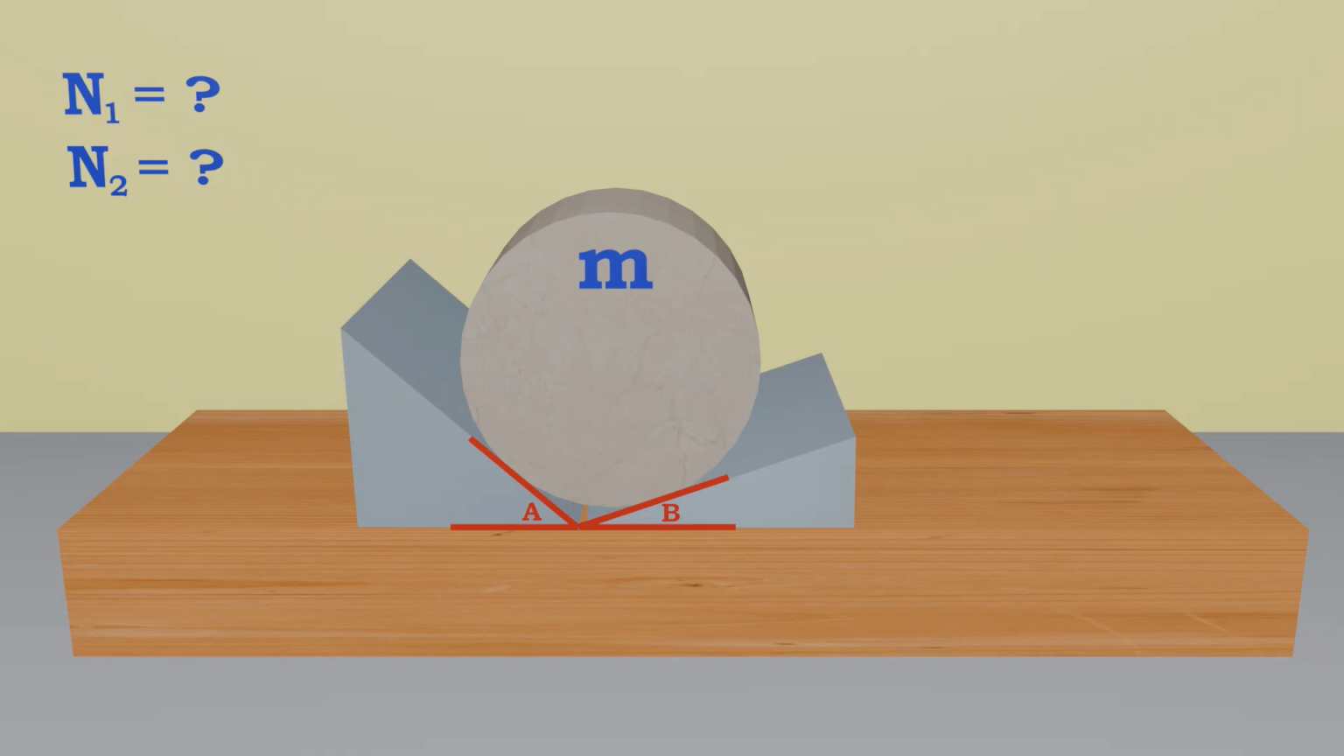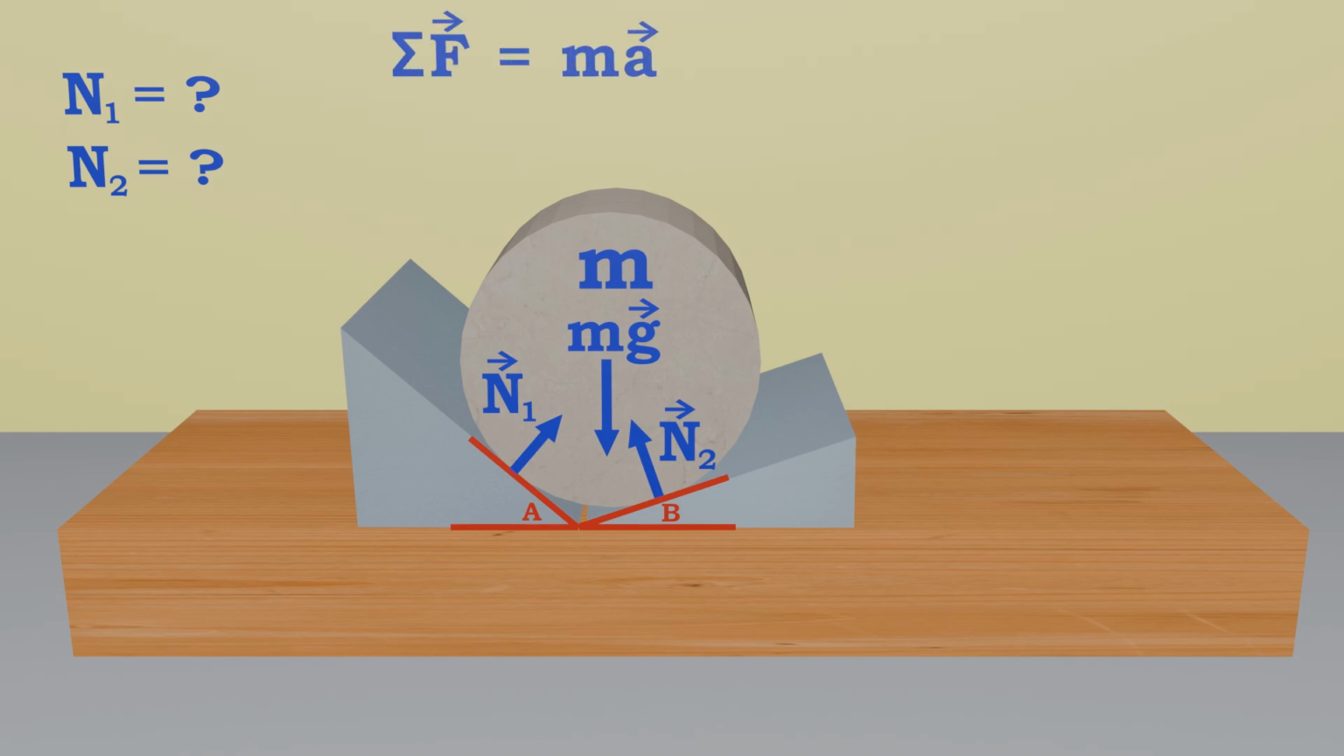As usual, we begin by drawing all the forces acting on the disk. The disk is acted upon by the force of gravity equal to mg and by two elastic forces N1 and N2 from the two surfaces. As we know, these forces are called normal to emphasize that they act perpendicular to the planes separating the surfaces from the disk. Now, let's write Newton's second law in formal vector form. mg plus N1 plus N2 equals ma.